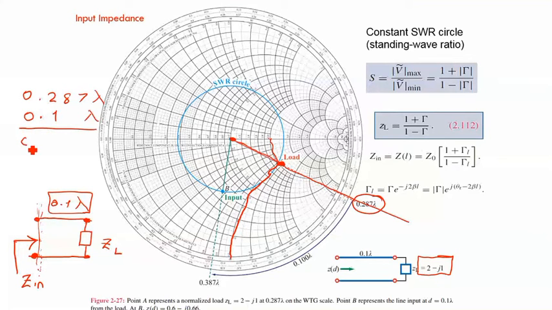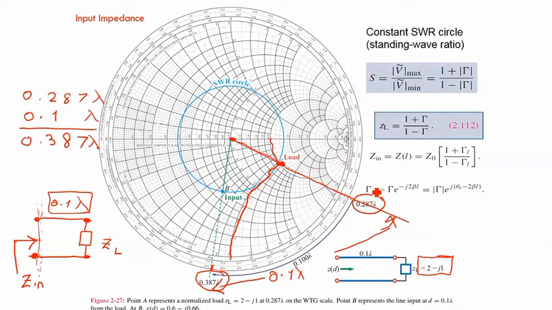So this gives us 0.387 lambda. Here, at 0.287, if we move forward, we get 0.387 lambda. So from this load to this point we have moved 0.1 lambda. From the load to this new point, the distance is 0.1 lambda.